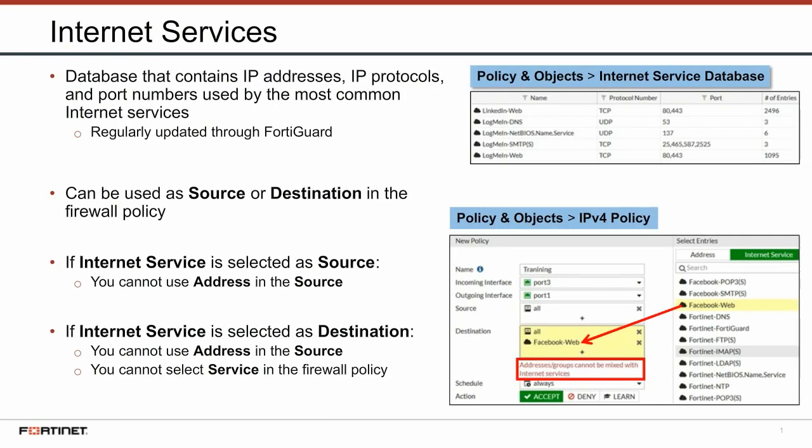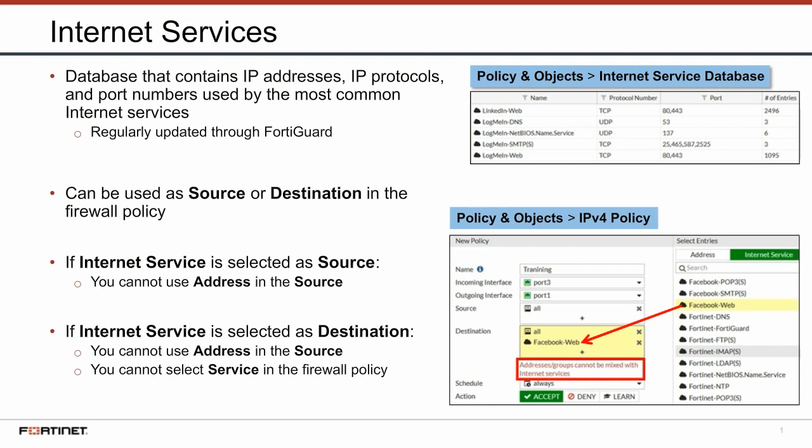Internet Service is a database that contains a list of IP addresses, IP protocols, and port numbers used by the most common Internet services. FortiGate periodically downloads the newest version of this database from FortiGuard. These can be selected as source or destination in the firewall policy.